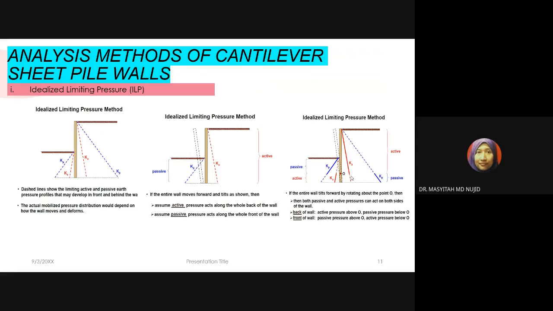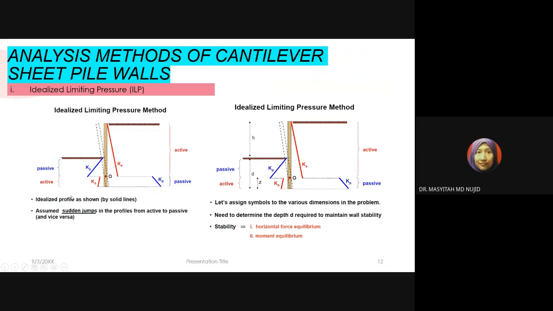So active and passive pressures can act in front of the wall, and similarly at the back of the wall. However, the lines of action for active and passive will be different in front and at the back of the wall. At the back of the wall, active pressure acts above O, while passive pressure acts below O. However, in front of the wall, the passive pressure will act above O and the active pressure will act below the point O. Okay, the idealized profile of the pressure diagram, as shown by the solid lines, assumes sudden jumps in the profile from active to passive and vice versa.